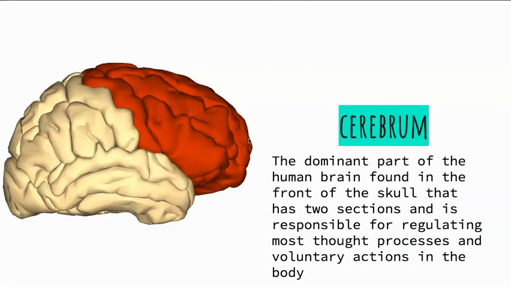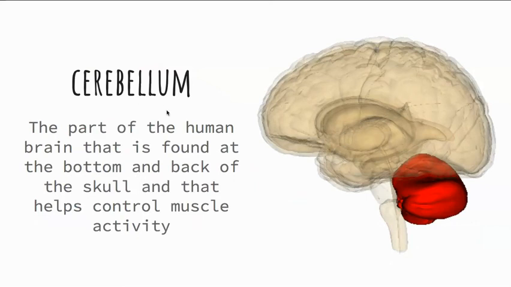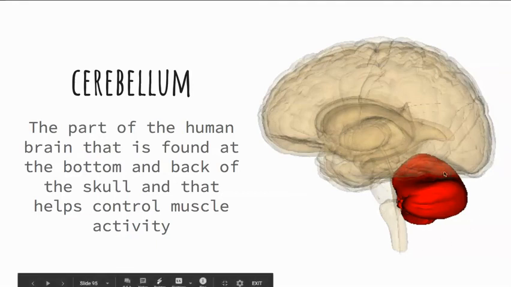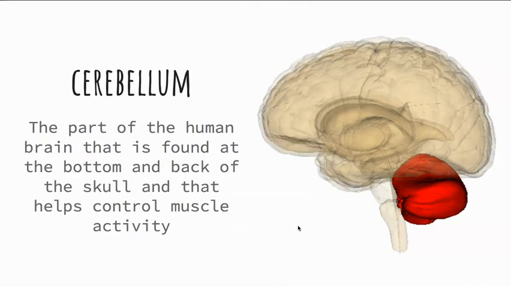Our next word is very similar to this one, and it's the cerebellum. The cerebellum is what we see in red on our picture here, and it's the part of the human brain found at the bottom and back of the skull, and it helps control muscle activity. Up here is where we would have seen that cerebrum. Over here, at the bottom in red, is where we're going to see that cerebellum. It controls the muscle activity.